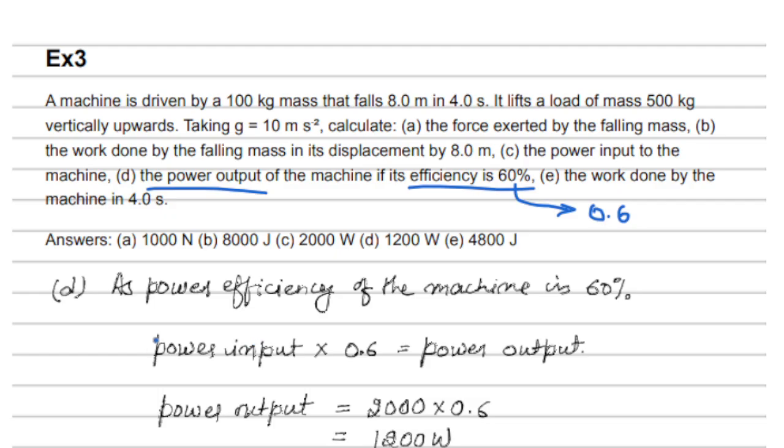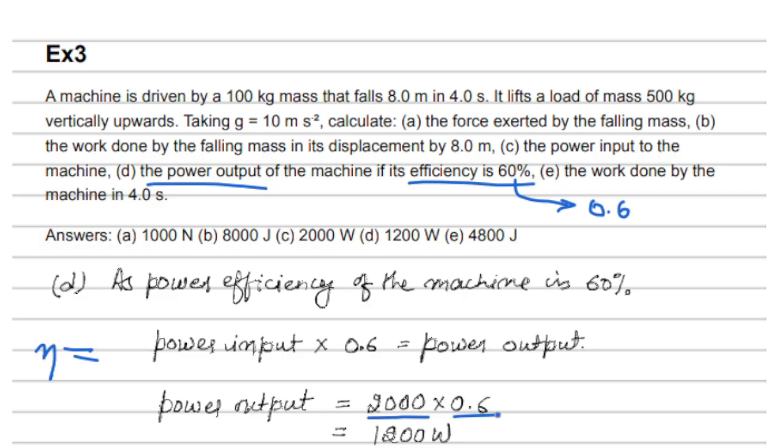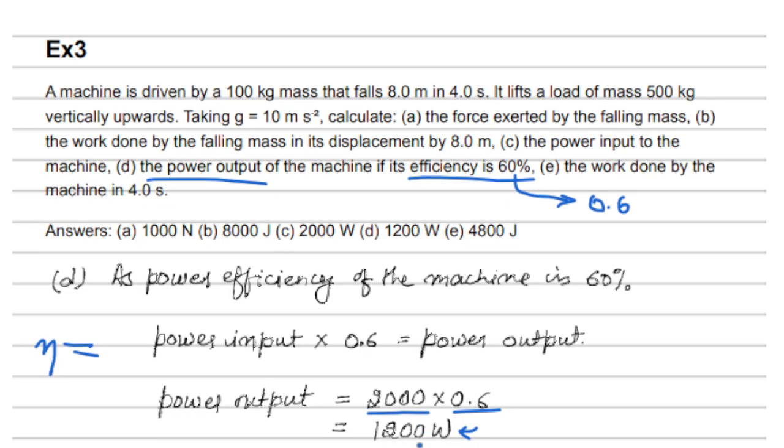You can follow the formula of efficiency if you want: efficiency is equal to power output divided by power input. Or you can go by common sense: the input we got was 2000 watts, and if we multiply, 60% of this is only getting converted into the power output. By intuition also we can reach this conclusion. So 1200 watts. The input was 2000, but the output is only 1200.